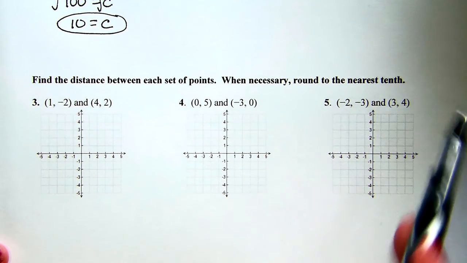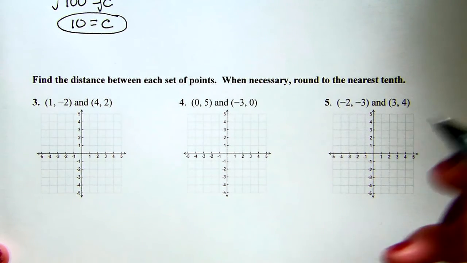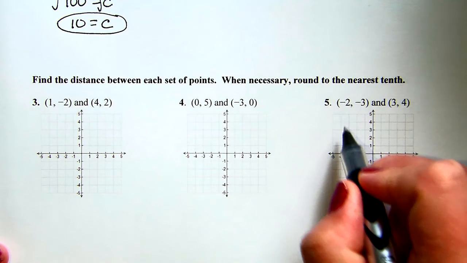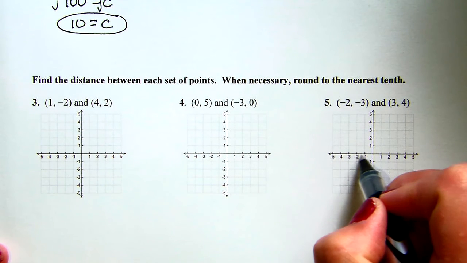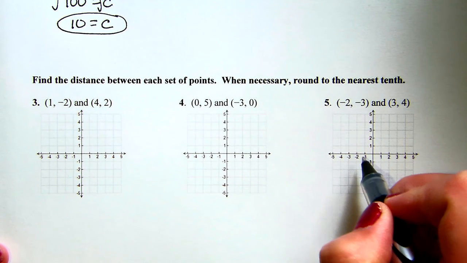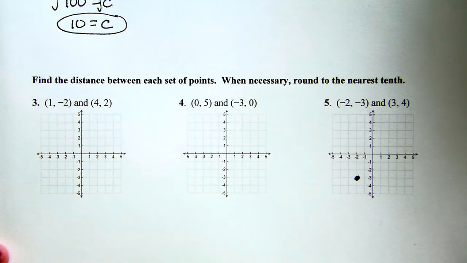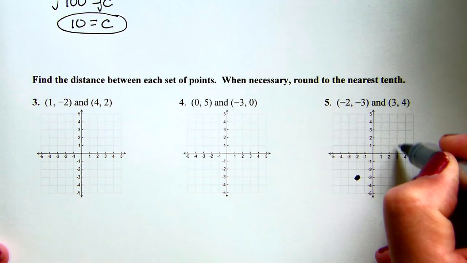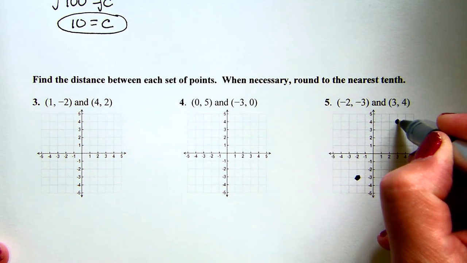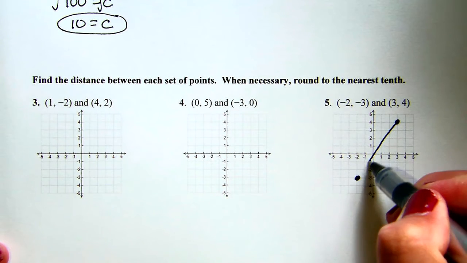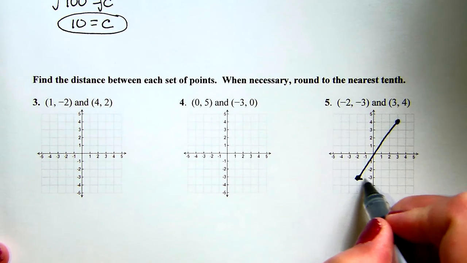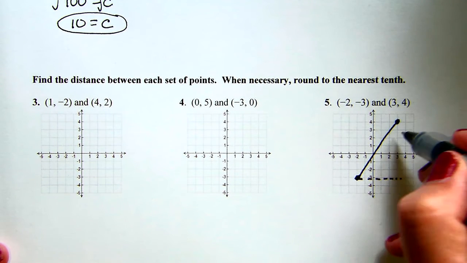So here we go. To start off, I have -2, -3, so I'm going to go over -2 on my x, and I'm going to go down to -3 on my y. Next, I have 3, 4, so I'm going to go over to 3 on my x, up to 4 on my y. I'm going to connect my points together. Now I'm going to draw my triangle, and there we go.